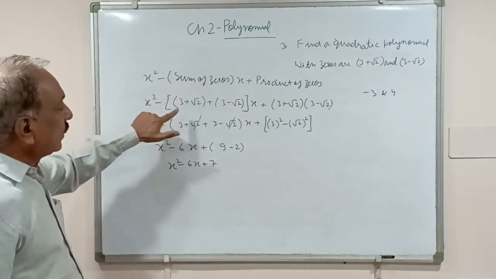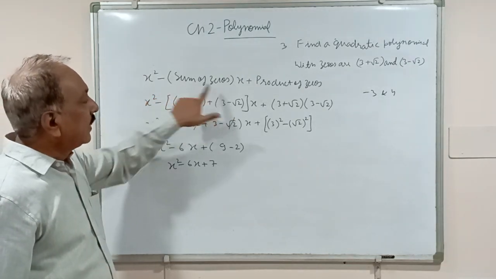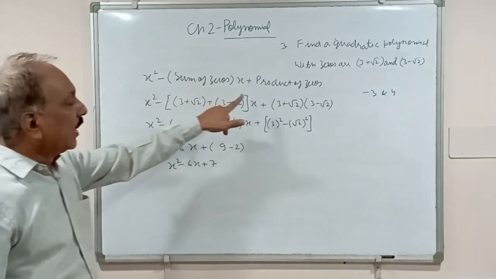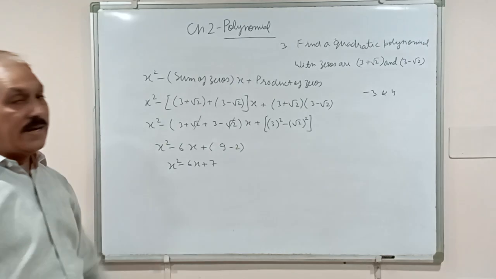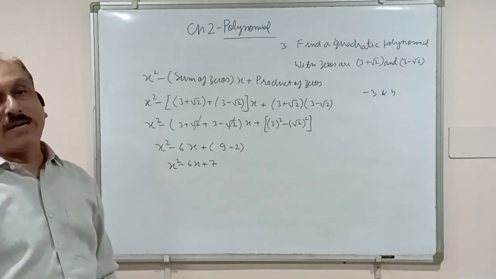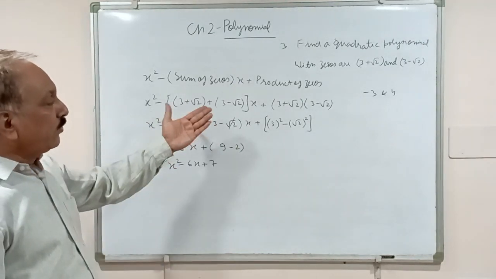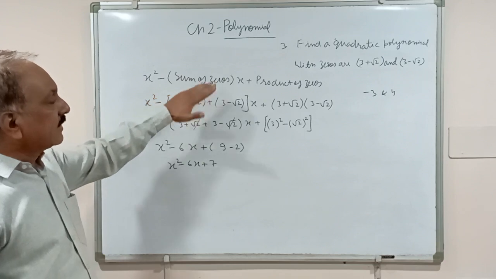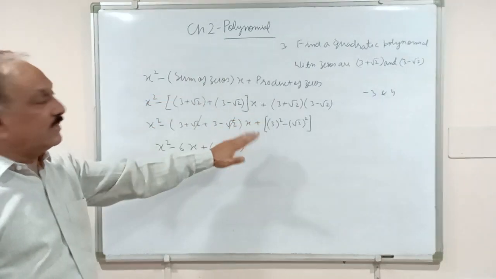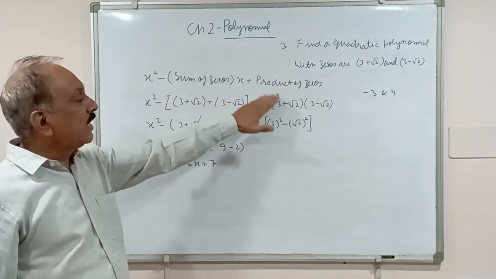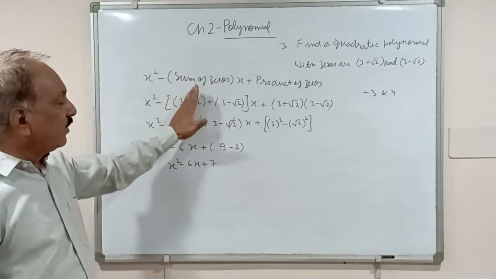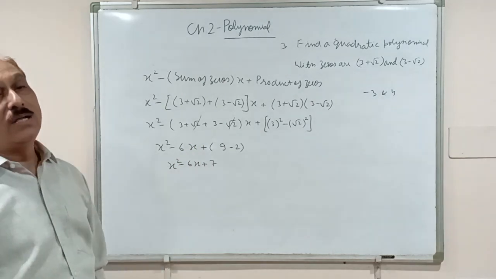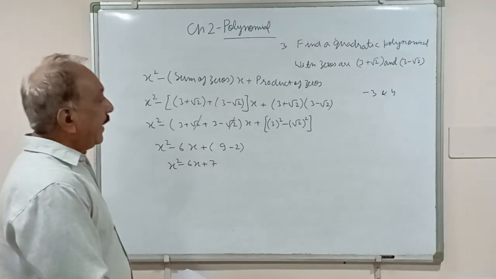If zeros are given, you can put the values in formula. Sum of zeros you can add them, product of zeros you can multiply it and solve it. But in our NCERT book, sum and product is directly given, so you can do directly. But in this case, zeros are separately given. You can add them or multiply them, putting values in formula and solve it. Next question.